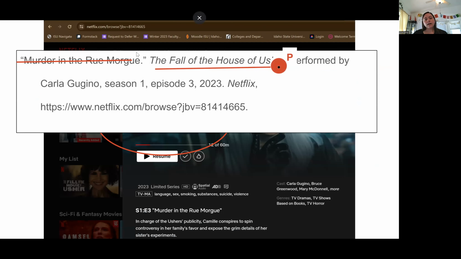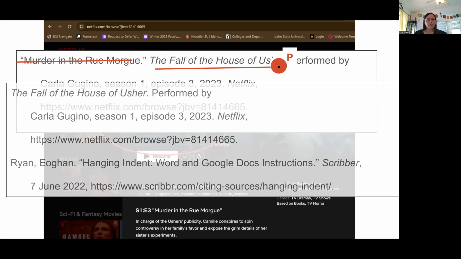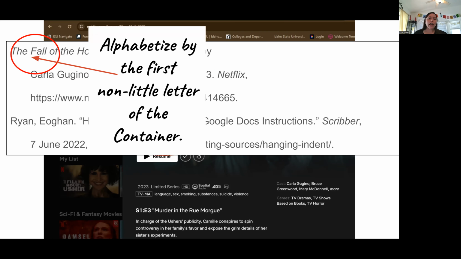In that case, we will put a period at the end, and then whatever comes next, it may be something that's lowercase. So here it was a lowercase p. It could be something like this, season S. You'll need to go in and capitalize it because you've just ended a sentence and started another. So you'll alphabetize by the first non-little letter of the container. So we skip the and we start on F. F comes before R, so it comes before the next source.